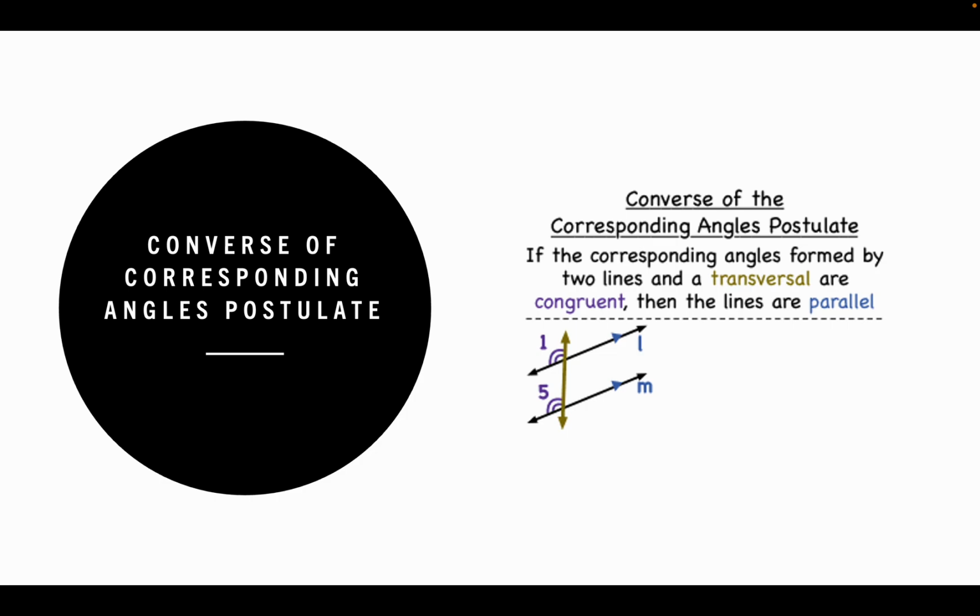Well, I can flip that around. Let's read this. If the corresponding angles formed by two lines and a transversal are congruent, we know they're congruent, then the lines are parallel. So it's an interesting way to prove that lines are parallel.